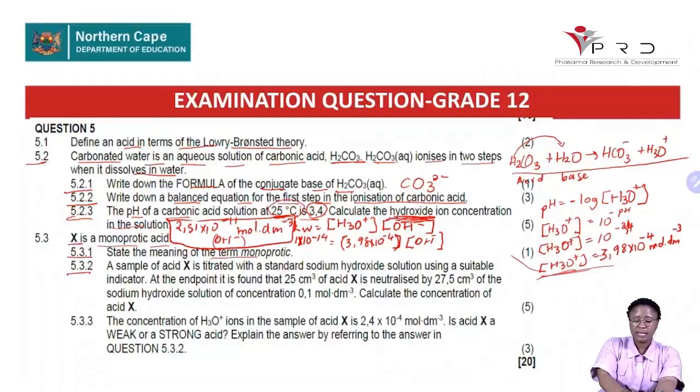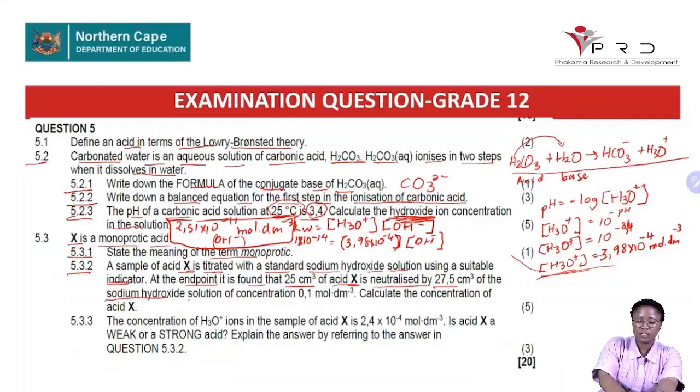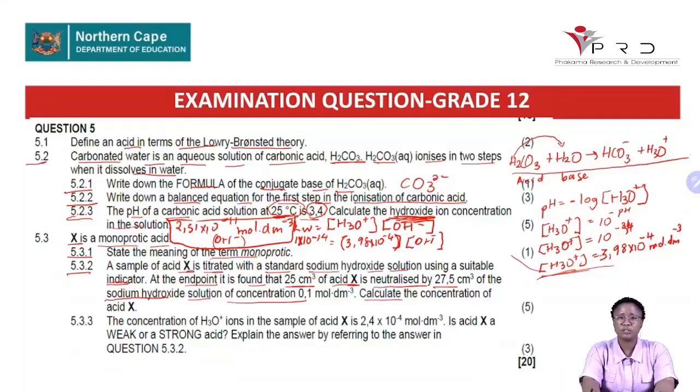5.3.2 says a sample of an acid X is titrated with a standard sodium hydroxide solution using a suitable indicator. Then they say at the end point it is found that 25 centimeter cubed of acid X is neutralized by 27,5 centimeter cubed of sodium hydroxide solution of a concentration of 0.1 mole per decimeter cubed, and the question says to us, calculate the concentration of the acid X.